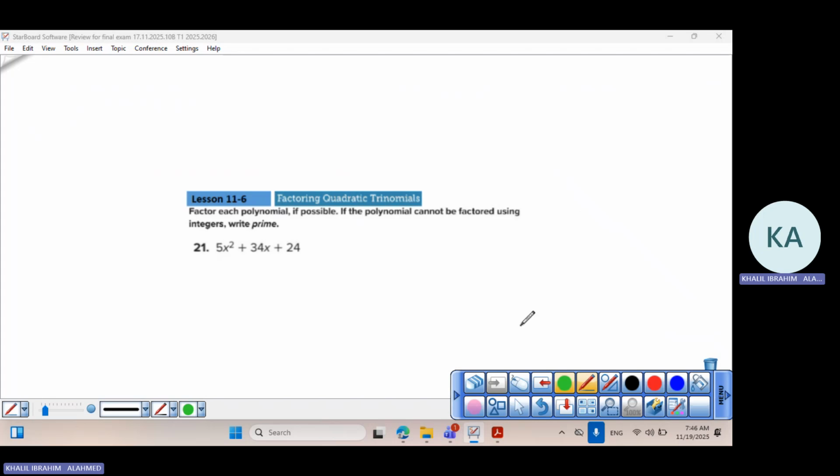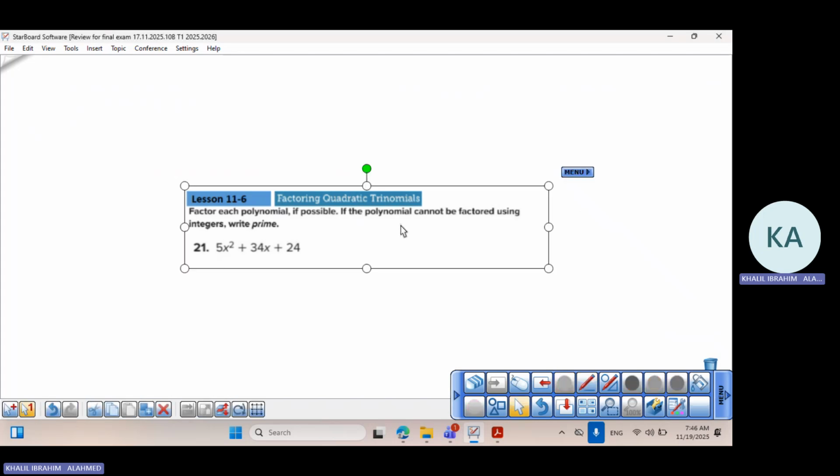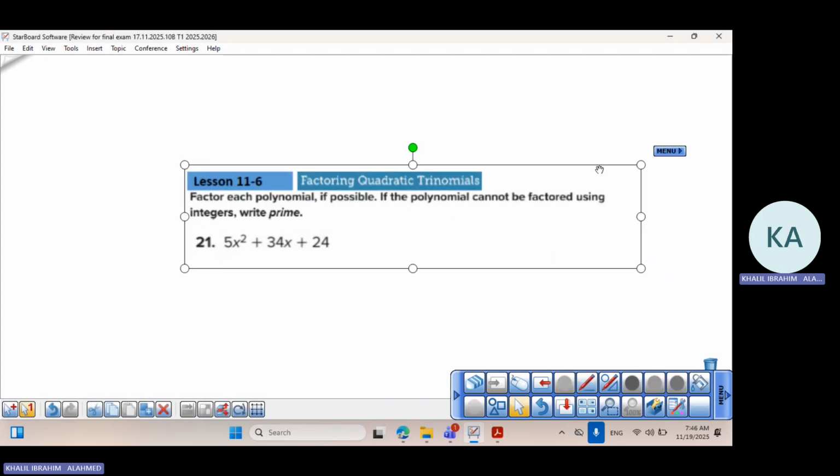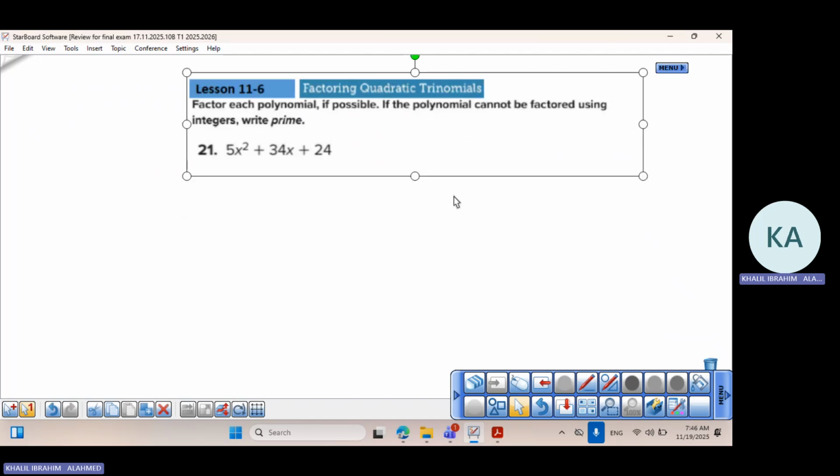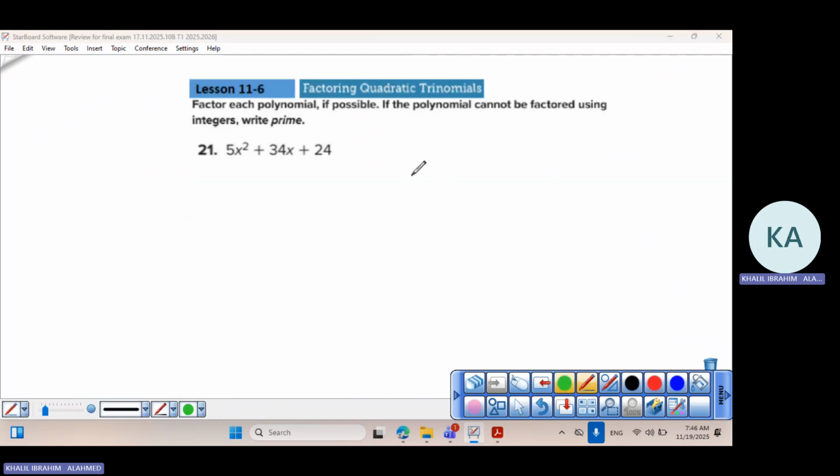How to solve this equation? As you see, factorize quadratic trinomials. How to factorize this? The question here: factor each polynomial if possible. If the polynomial cannot be factored using integers, write prime. Okay, maybe you can use a calculator for this equation.